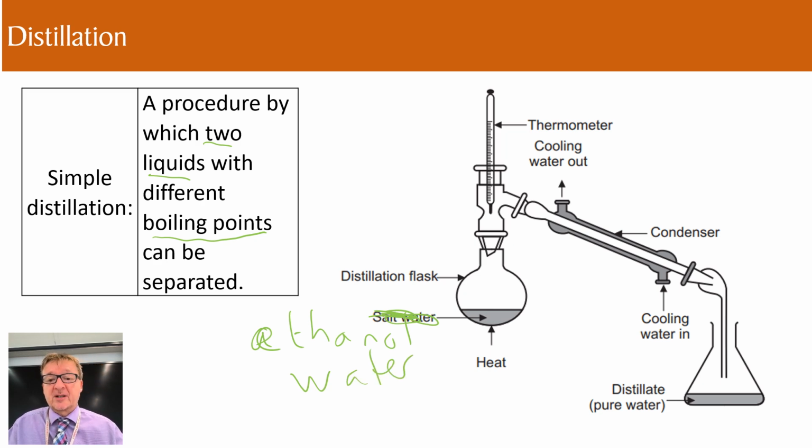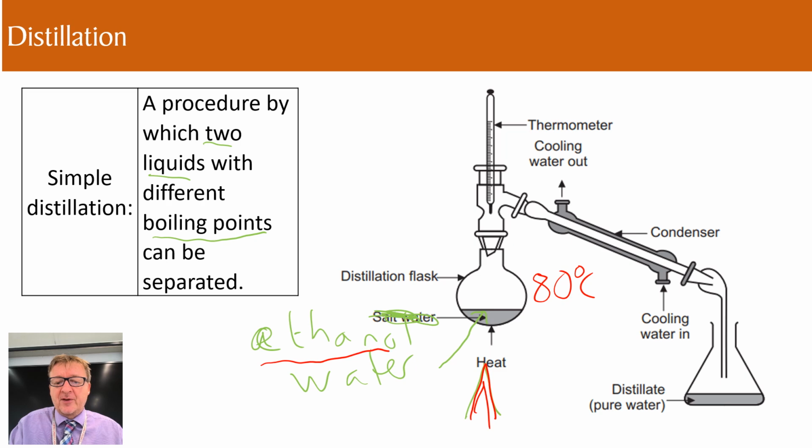It could be like a bottle of wine. And what you do is you put it into there. Then you heat it up, in red, with your Bunsen burner. When it gets to 80 degrees, which is a bit weird, it starts to bubble. The reason why it bubbles at 80 degrees C is because the ethanol has a boiling point of 80 degrees C. So you see the vapour of ethanol coming off.